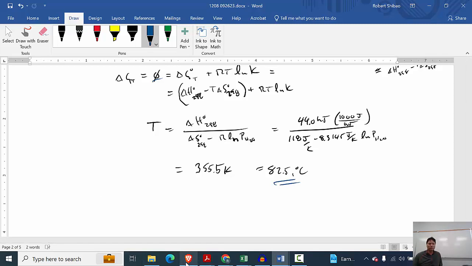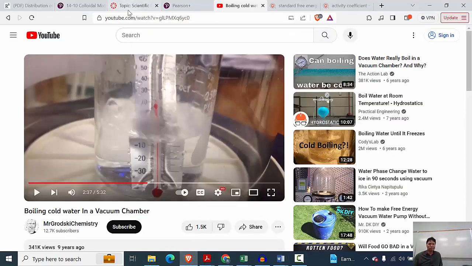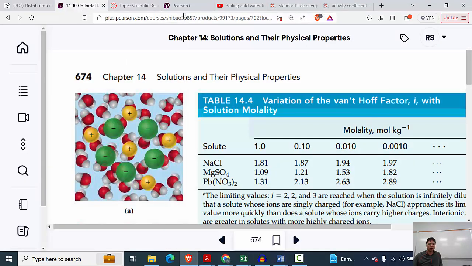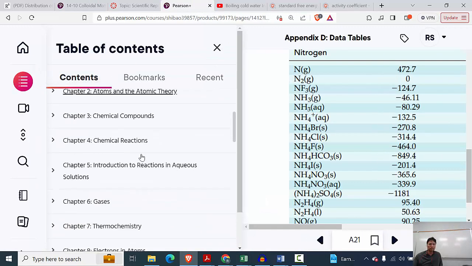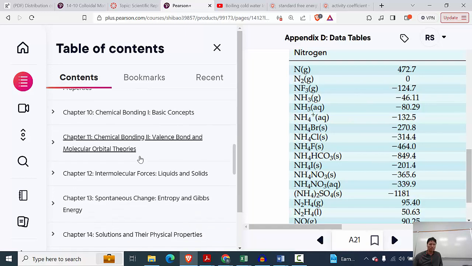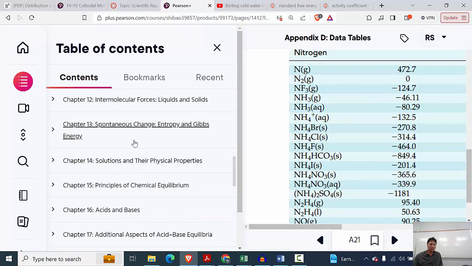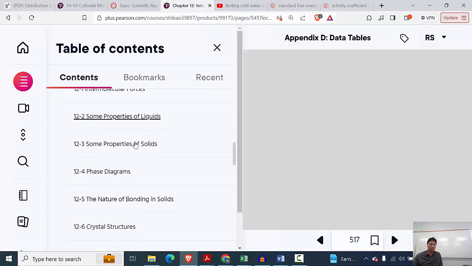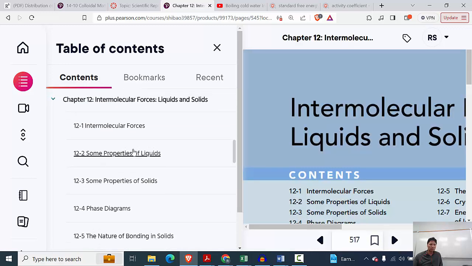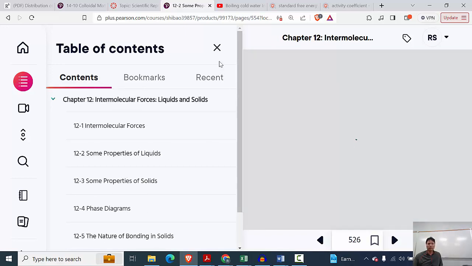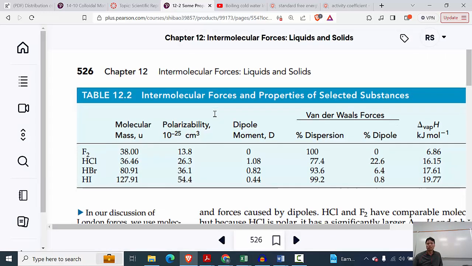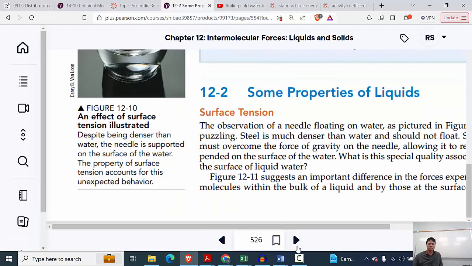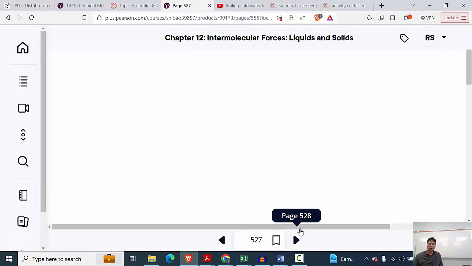If I recall back to chapter 12, let's go back to chapter 12. I could have done this much faster. Do you remember the Clausius-Clapeyron equation? Did we talk about that before? There are a couple, yeah, 3 forms of the Clausius-Clapeyron equation.